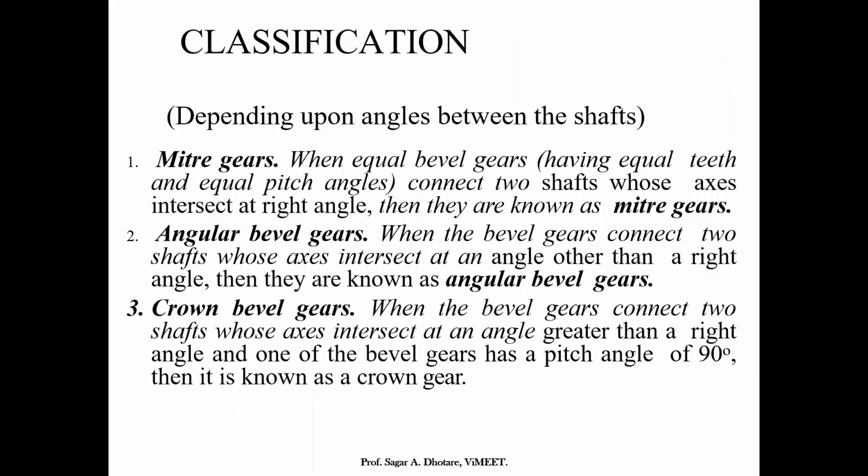Okay, so based on the angle, there are different types. When equal bevel gears are connected with two shafts whose axes intersect at a right angle, that is, the angle generated at the shaft connection is exactly 90 degrees, then it is called a miter gear.